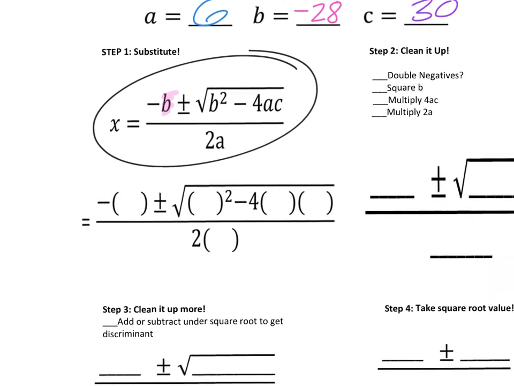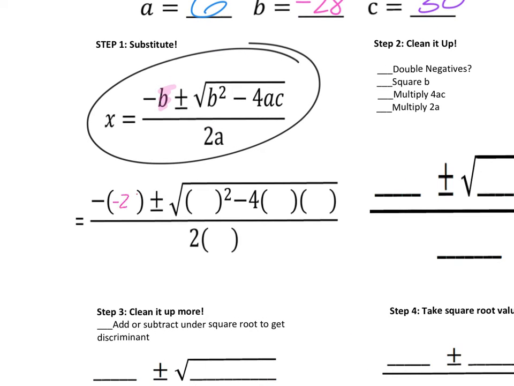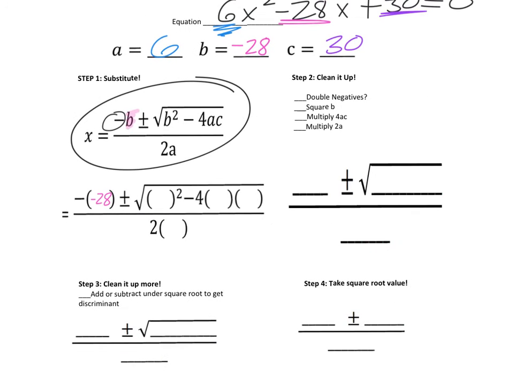Keep in mind that I need two negatives here, right? Because there's a negative as part of the formula, and then there's also a negative because B is negative 28. So keep that in mind. There should be two negatives there right now. I am also going to substitute for this B. So I'm going to put in negative 28. And then that takes care of the B's.